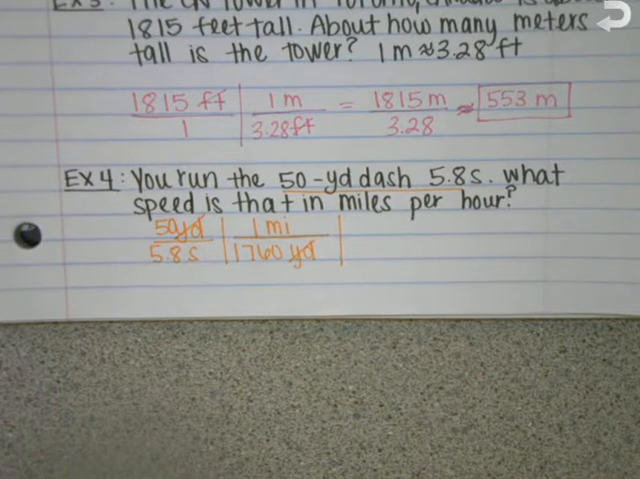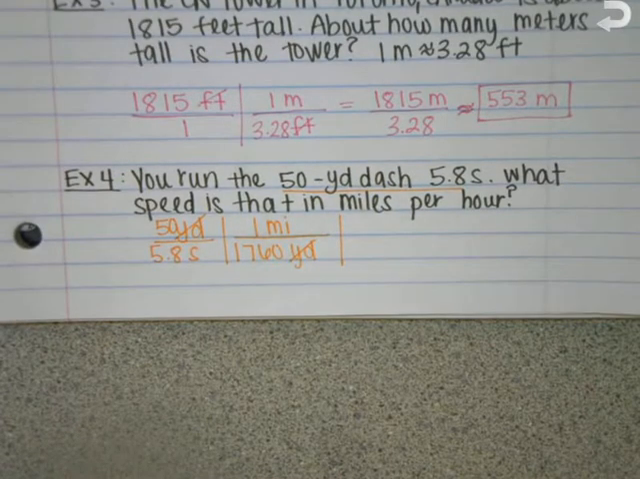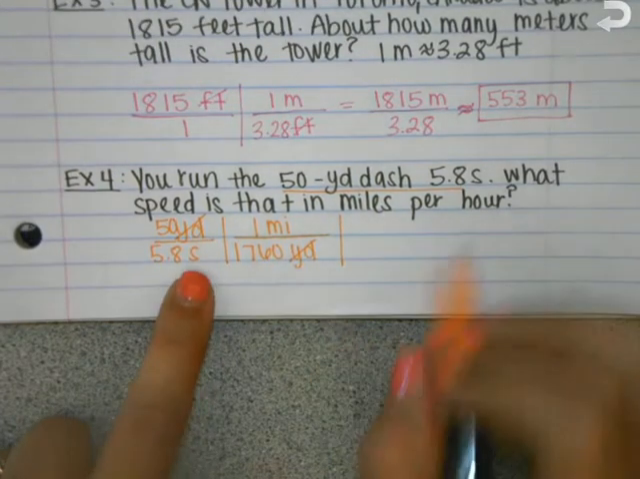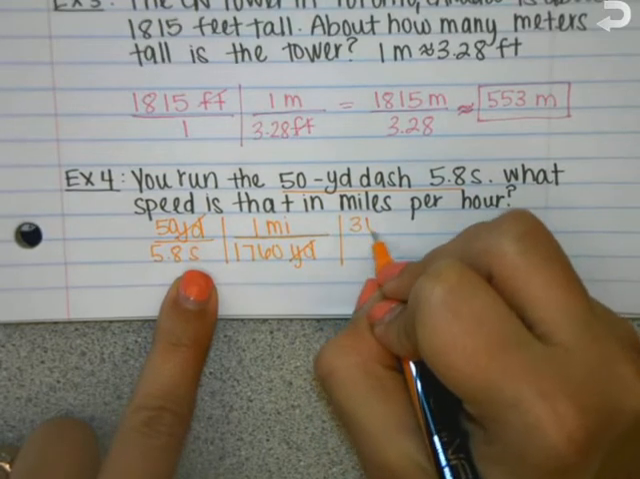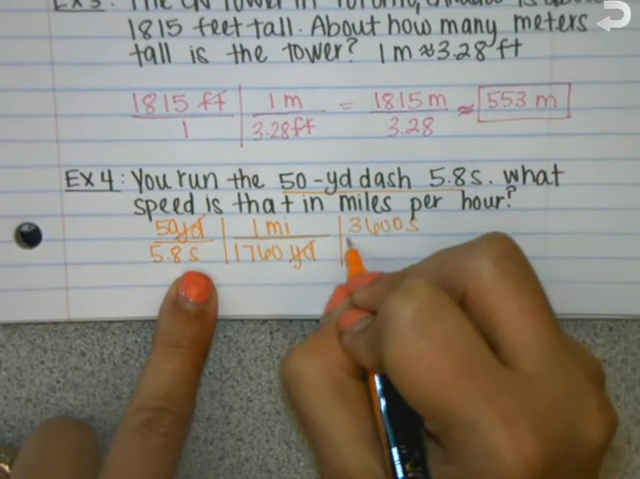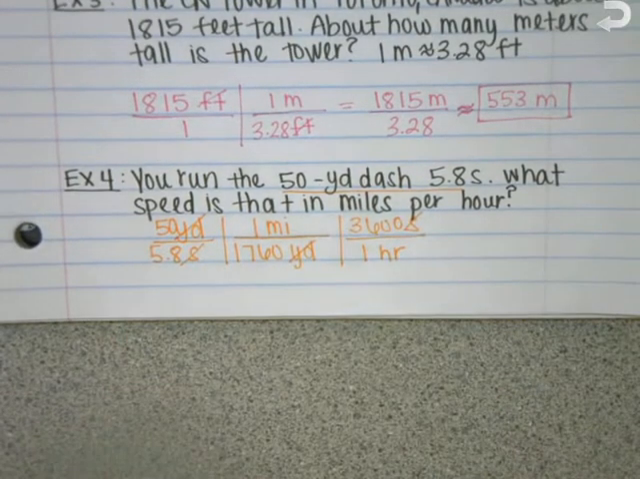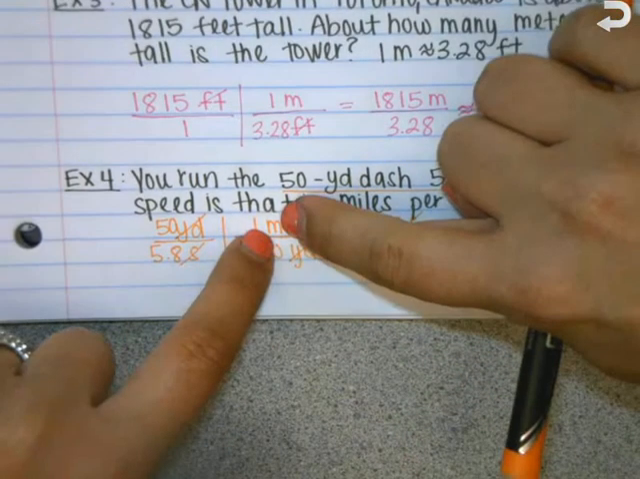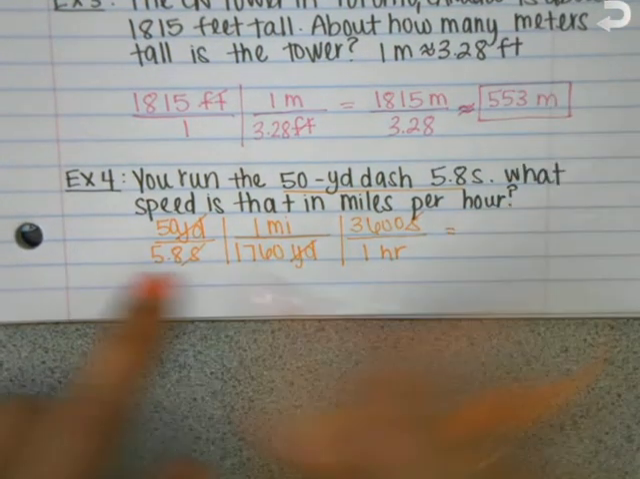Will I put seconds on top or on bottom? Why on top? Because they have to cross cancel. So 3,600 seconds, and that's in 1 hour. The seconds reduced. So look at the units that we are left with. Miles, hours. Is that what we want? Yeah. So you multiply just straight across.